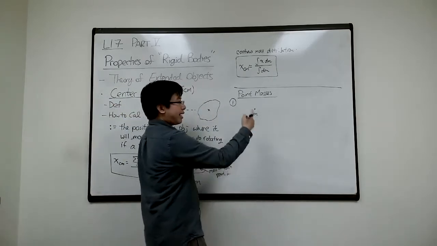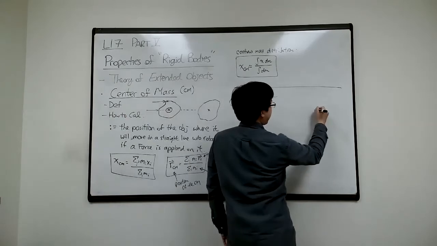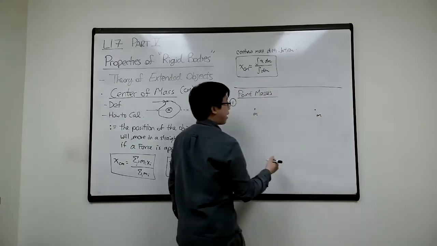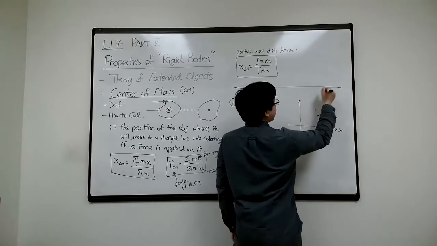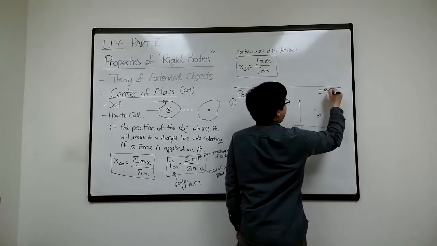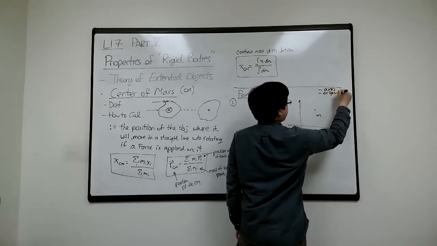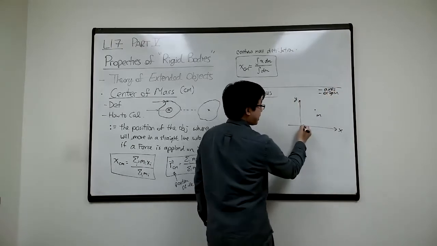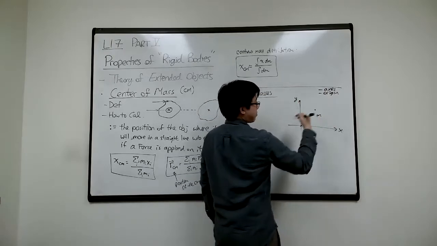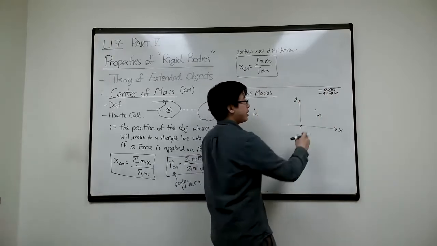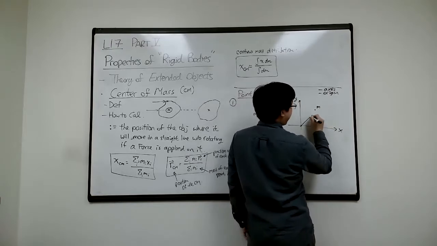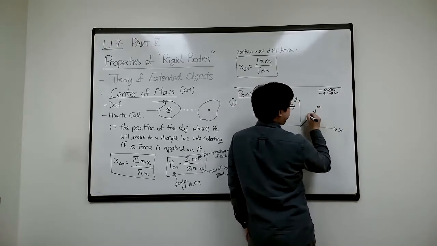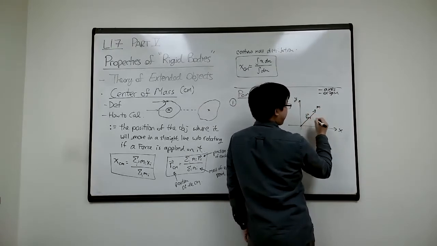So let's say in 3D, what you need is an axis and you need an origin. So this is my origin and this is my axis. Now you can talk about position. So where's the center of mass? Now you can talk about this vector. So this is RCM, okay?